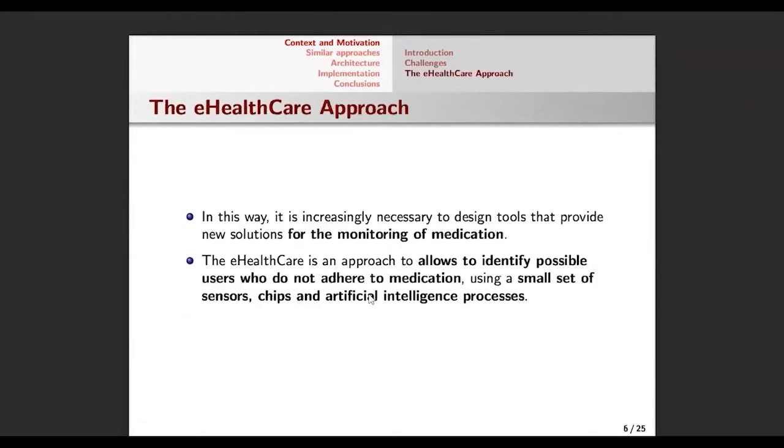Based on the challenges described in the previous slides, it's increasingly necessary to design tools that provide a new solution for the monitoring of medication. The eHealthCare is an approach to identify possible users who do not adhere to medication, using for this a small set of sensors, chips, and artificial intelligence processes. Our solution responds to the market's necessity for new solutions for the monitoring of medication.